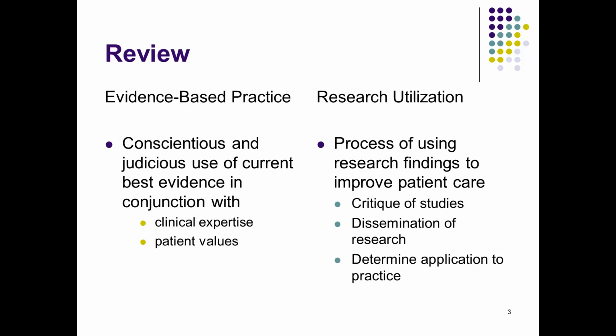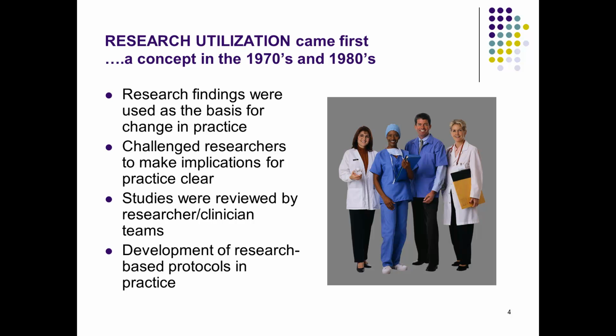So when you're looking at evidence-based practice, you're looking at conscious and judicious use of current evidence in conjunction with clinical practice and patient values. So looking at what's out there. While research utilization is a process of using research findings to improve patient care, and it includes critique of studies, dissemination of research, and determining the application to practice. It's a little bit different, but I think they're very close.